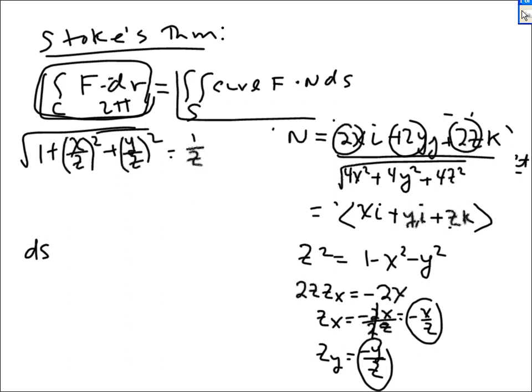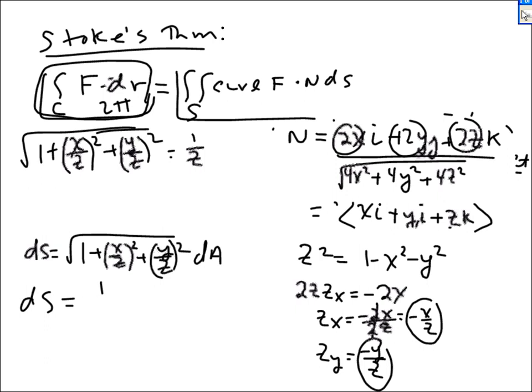Basically, ds equals the square root of 1 plus the x over z squared plus the y over z squared, dA. That is, ds is 1 over z dA. Okay.